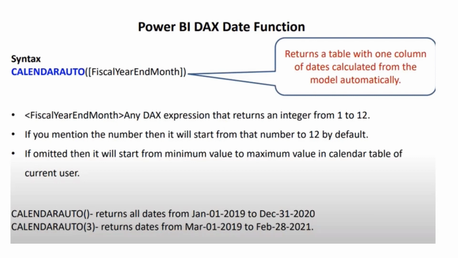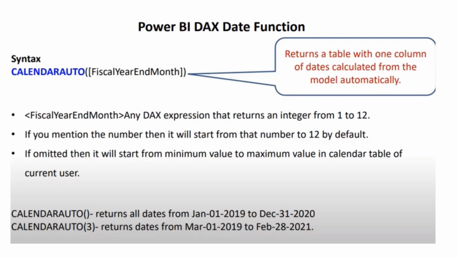Now, many of you might be having a question like, what is the fiscal year? So fiscal year, we can say it is like the financial year. In India, we generally have the starting fiscal year from the month of April, right? So what this calendar auto function does is it returns a table with one column of dates calculated from the model automatically. Let us understand this in more detail.